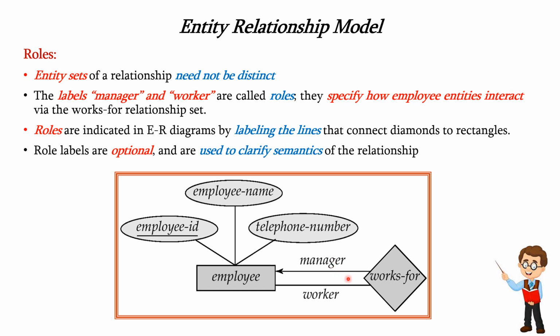Manager indicates that there can be one manager from the employees and many workers. The arrowhead indicates one manager and no arrowhead indicates the workers. There can be many workers. This is optional. If you want, you can use this.